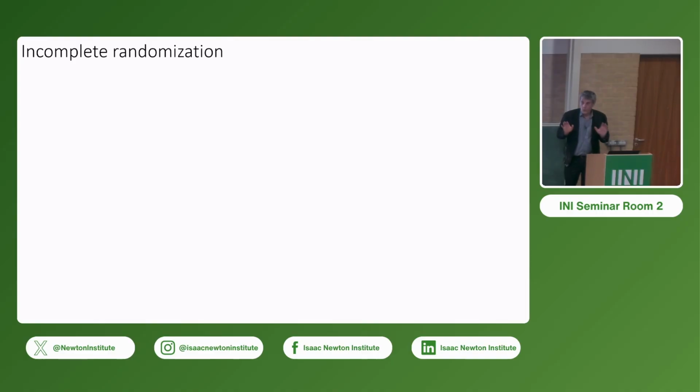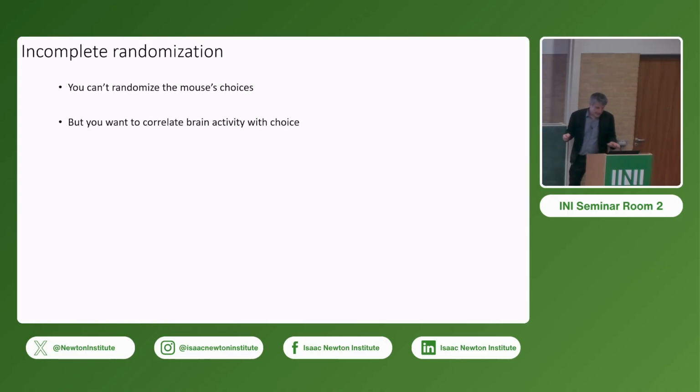Okay, so one of the other things about these behaviors is you can't always randomize everything, right? Ideally, you would randomize everything that's not nailed down, but we can't do that. We can't randomize what the mouse does, because that's not up to us. It's up to the mouse. And if you want to correlate brain activity with the mouse's choice, well, that's literally going to be observational, because we can't randomize either of them. We can't randomize the choice, and we can't randomize the brain activity.